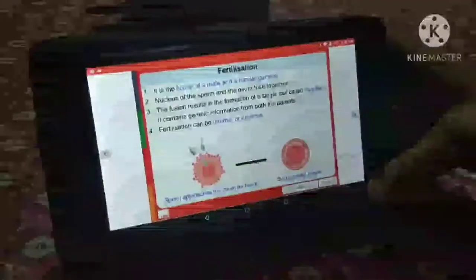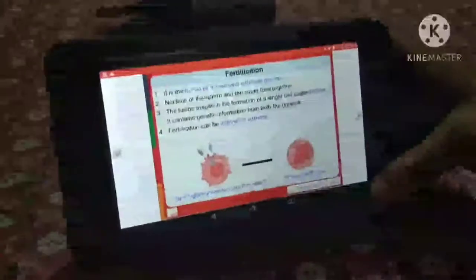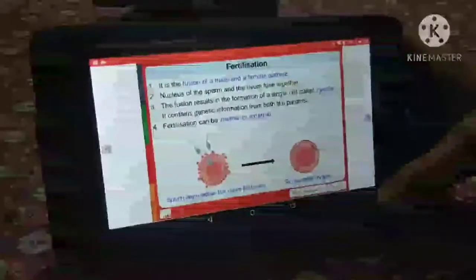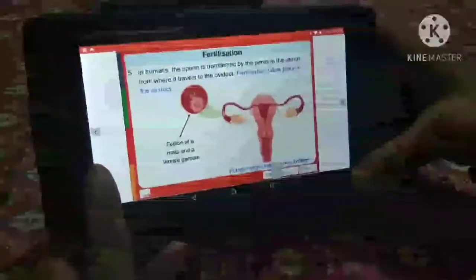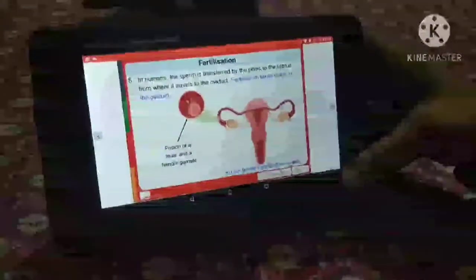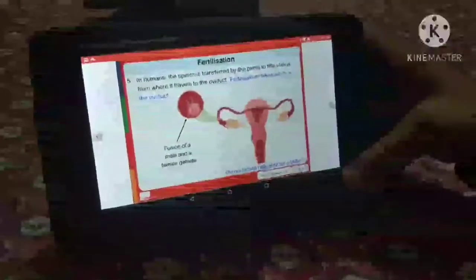Fertilization is the fusion of a male and female gamete. Nucleus of the sperm and the ovum fuse together. The fusion results in formation of single cell called zygote. It contains genetic information from both the parents. Fertilization can be internal or external. In humans, the sperm is transferred by the penis to the uterus where it travels to the oviduct. Fertilization takes place in oviduct.